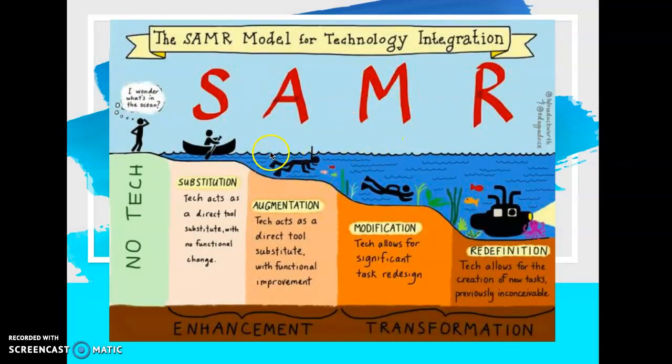Visually, I like this model of SAMR. It's kind of a lot of fun, but it also says, how do I answer the question, I wonder what's in the ocean? And to get that answer, I need to use these different types of technology, right? Like, the best substitution for me swimming is to put me in a boat, because it's going to be more efficient than my swimming. Augmentation means that I can do some snorkeling, and here they're diving, and then here redefinition is when I can use the submarine to do things that I could never do with any of these other technologies.